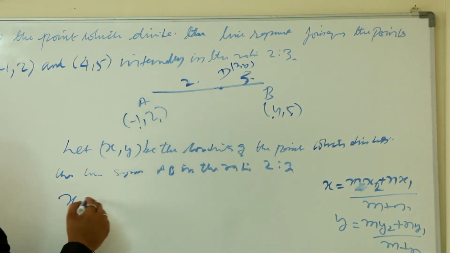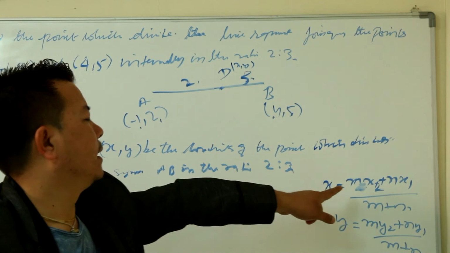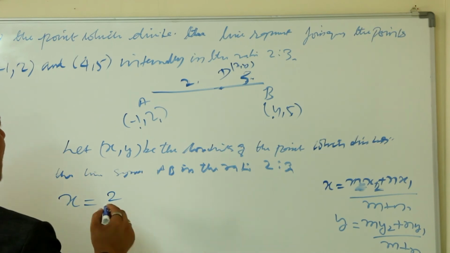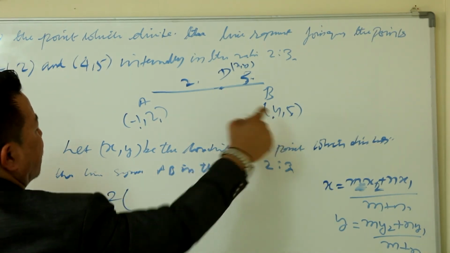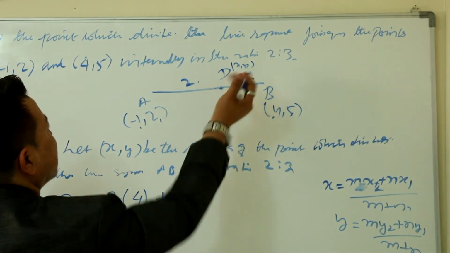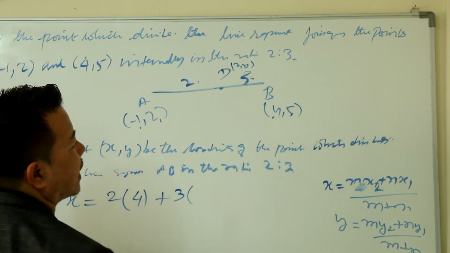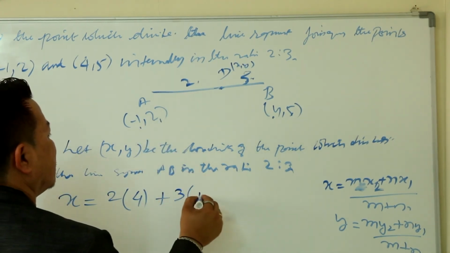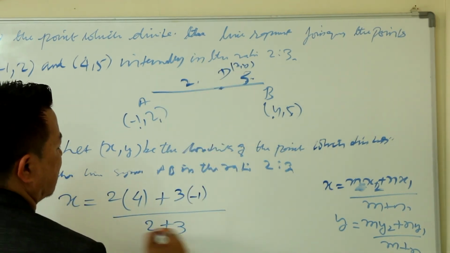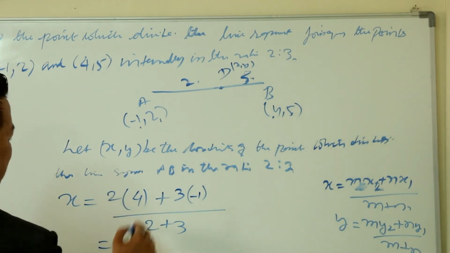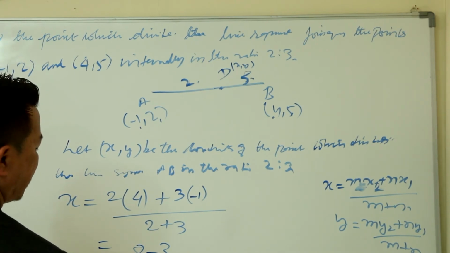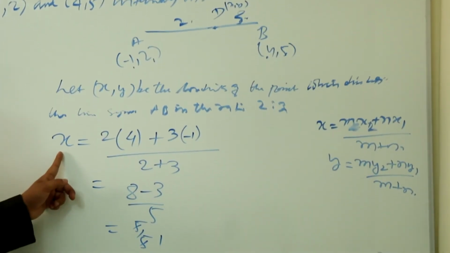So what is the value of x? x is equal to, now mx2. What is m? 2. And x2, what is x2 here? 4. Plus nx1. What is n here? 3. And what is x1 here? Minus 1. Over m plus n, 2 plus 3. So 8 minus 3 is 5, 5 by 5 equals 1. So the value of x is 1.